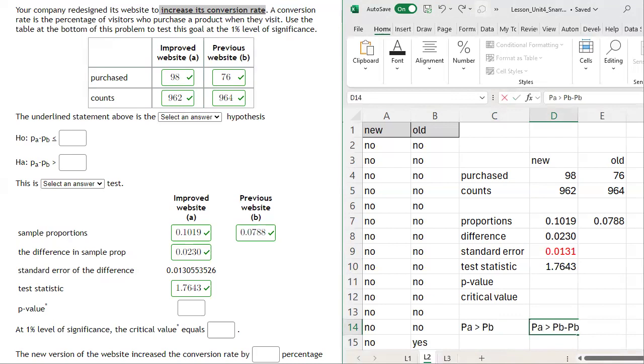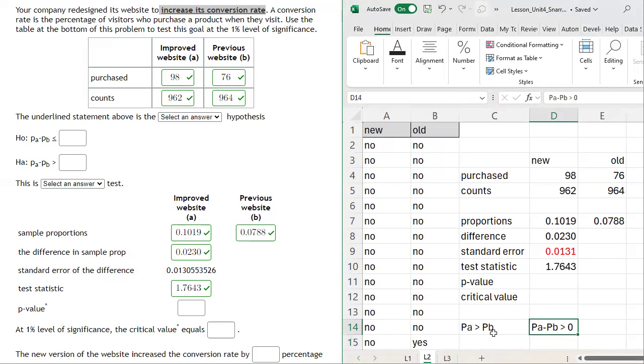And still have the same thing. This and this are equivalent. An example would be if PA were 10 and PB were 8, 10 is greater than 8. The left side would be 2 and the right side would be 0. So 10 is greater than 8. That's equivalent to saying 2 is greater than 0.